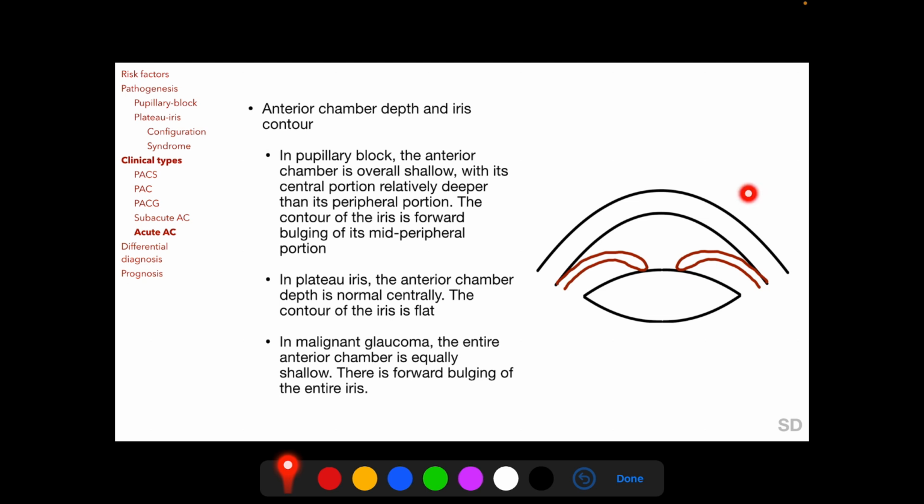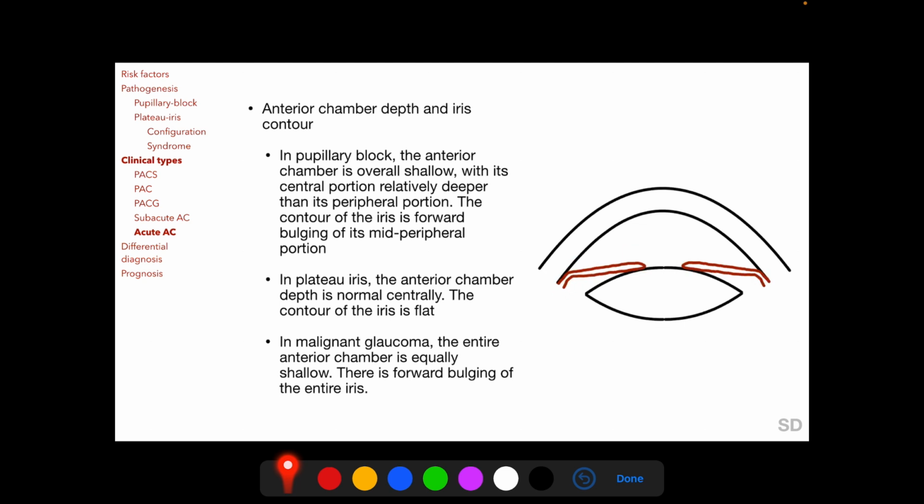In pupillary-block, as shown here in this diagram, the anterior chamber is overall shallow, with its central portion being relatively deeper than its peripheral portion, and the contour of the iris shows a forward bulge of its mid-peripheral portion. In acute primary angle closure attacks solely due to Plateau-iris, which occurs rarely, the anterior chamber, as shown here in this diagram, has a normal depth centrally, and the contour of the iris is flat.